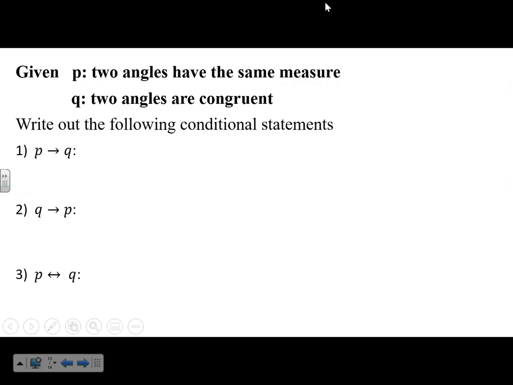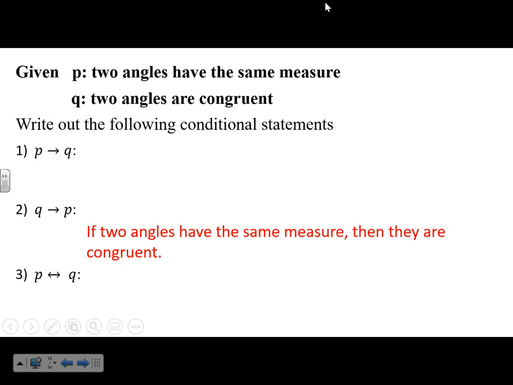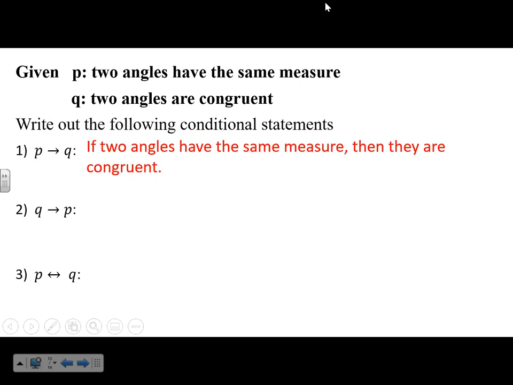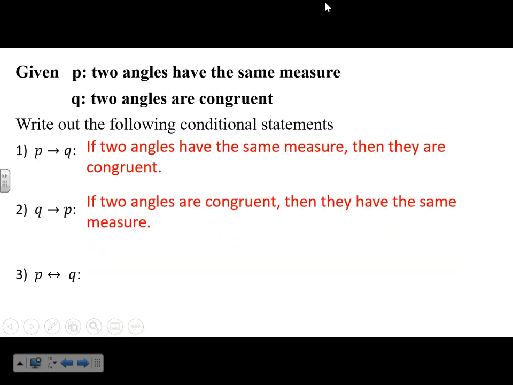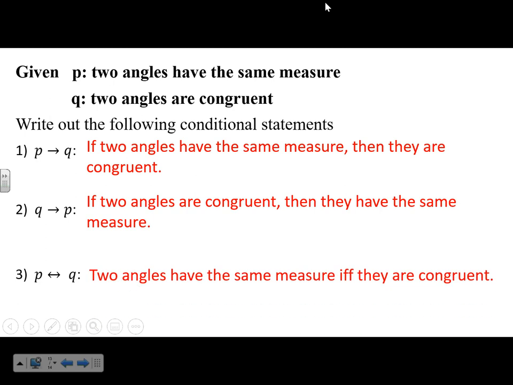So now they give us P and Q, and they want it 3 ways. The first way is the conditional way, where P then Q. Second is where you flip those, Q then P, and then 3 is the biconditional. So number 1, if 2 angles have the same measure, then they are congruent. 2, if 2 angles are congruent, then they have the same measure. And 3, remember, don't start with the word if. And for this one, I definitely would start with the 2 angles have the same measure, because that's the P part. So 2 angles have the same measure if and only if they are congruent.